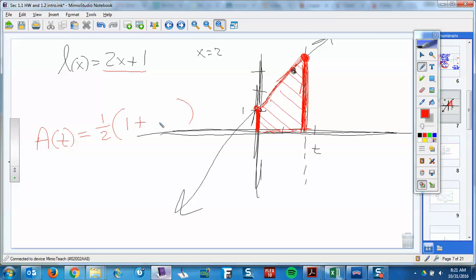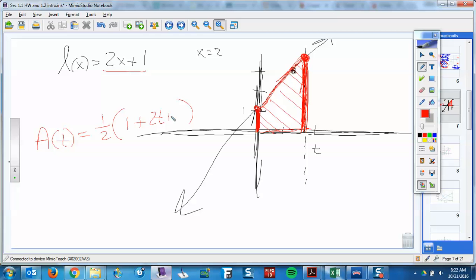Yes. Think about this. If I told you this line was at 3, how would you figure out this? You'd plug a 3 into the line, and you get a 7. 2 times 3 plus 1. What if t was at 4? What would you get? 2 times 4 plus 1. Or if t was at 5, you'd get 2 times 5 plus 1. Well, what if t's at t? What do you get? Put t in the equation and you get 2t plus 1.